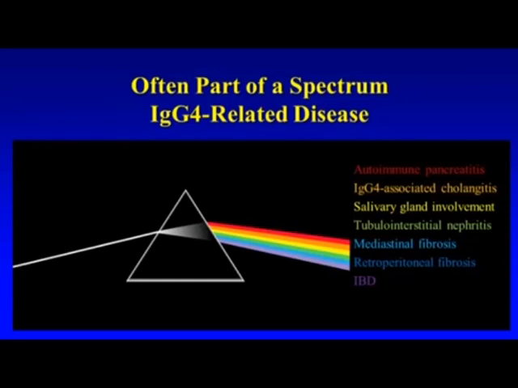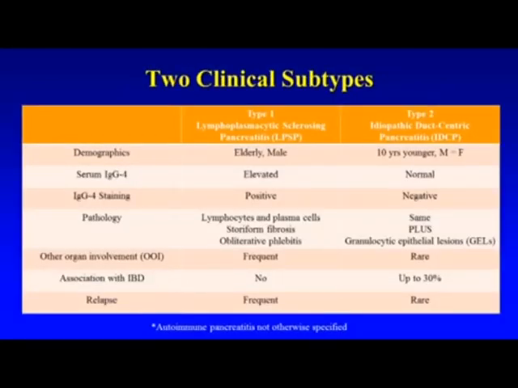It's important to keep in mind that this is often part of a spectrum of IgG4-related diseases that could include autoimmune pancreatitis, IgG4-associated cholangiopathy or cholangitis, salivary gland involvement, tubulointerstitial nephritis, mediastinal fibrosis, retroperitoneal fibrosis, and occasionally IBD.